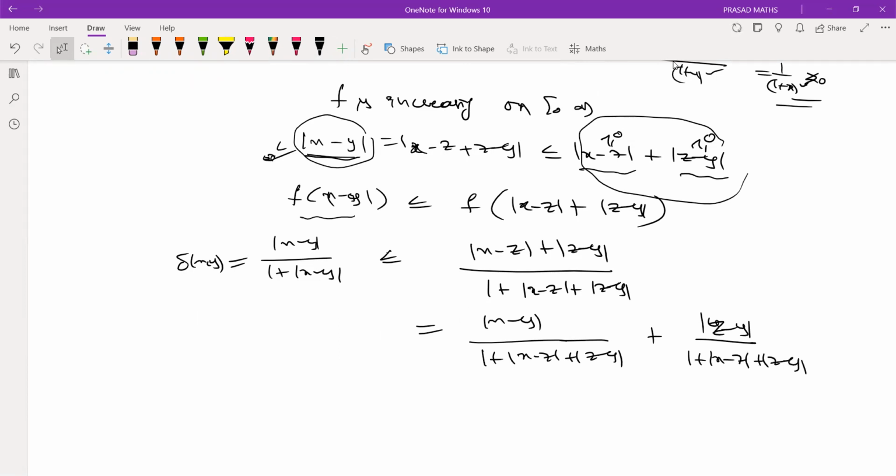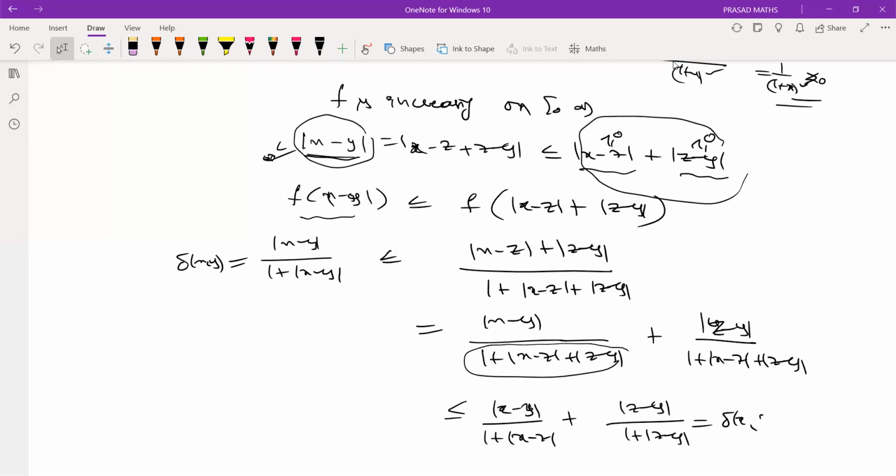Right? So therefore, this denominator is very big, so I need to take it like this. This is always less than or equal to mod of x minus z. This denominator is very small, and this denominator is very big. Therefore, this is always less than or equal to this. Similarly, this is always less than or equal to this. But what is this? The distance between x comma z plus the distance between z comma y.